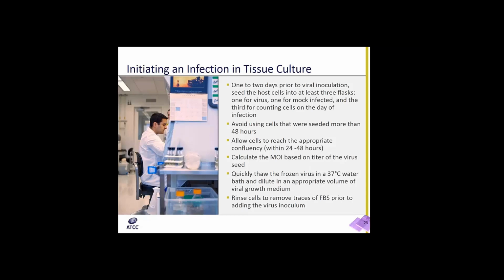After you have calculated the MOI, you dilute the virus in a growth medium. So first, when you start with frozen viruses, you want to quickly thaw it in a 37-degree water bath and then dilute it in the viral growth medium. Rinse the cells prior to adding the virus inoculum, because for certain viruses particularly, the traces of FBS need to be removed in order to have a good infection initiated.